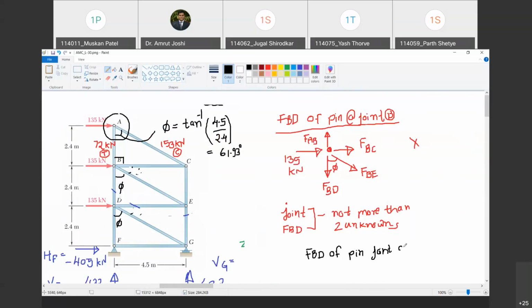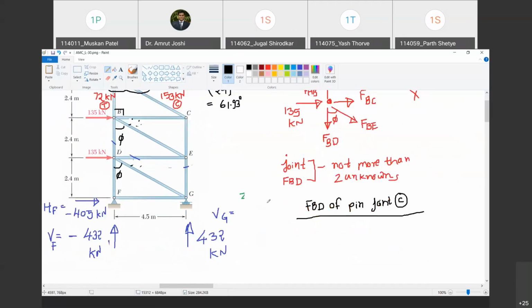Without drawing the FBD, tell me how many unknowns there will be. Force in member AC will be unknown. Force in member BC will be unknown. Do you agree with me? Sorry, force in member AC is known. Force in member BC will be unknown and force in member CE will be unknown. So there are 2 unknowns. So can we solve for 2 unknowns using 2 equations? Yes. So therefore this strategy is going to work.